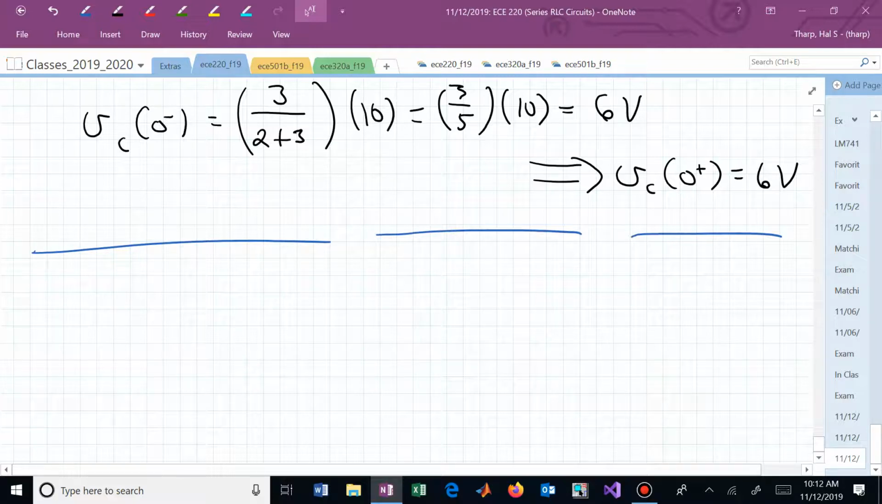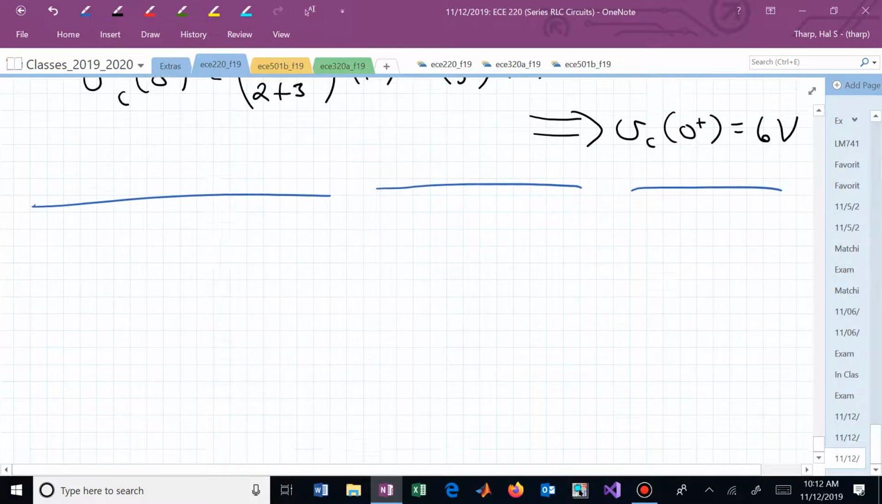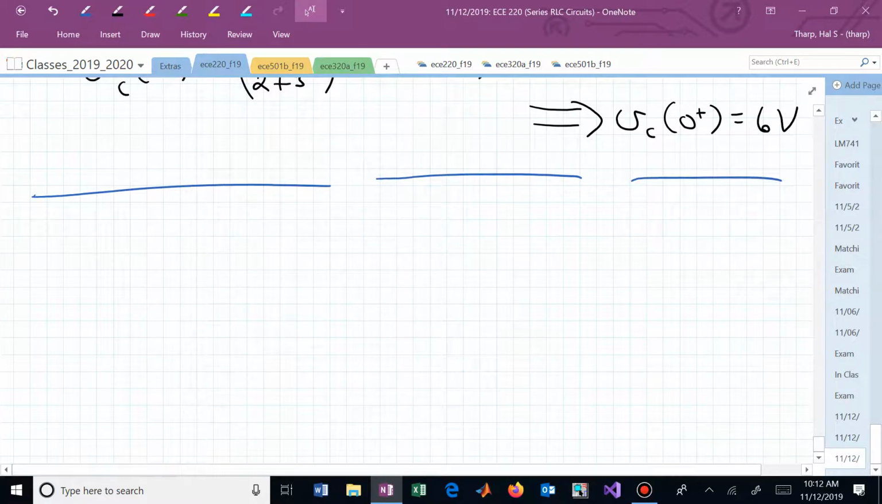The omega, we're going to get there tomorrow with sinusoidal steady state. But now let's talk about what is the response structure.